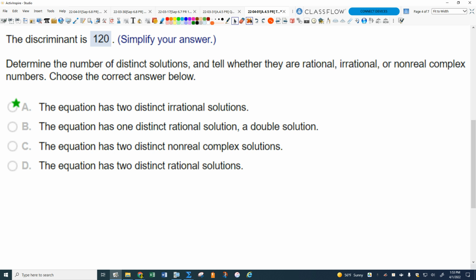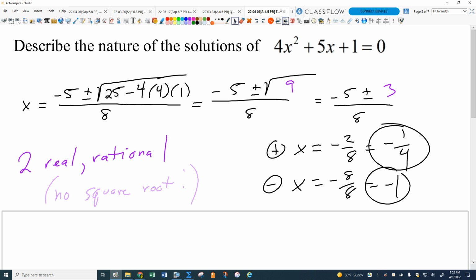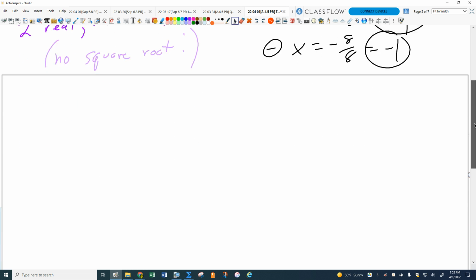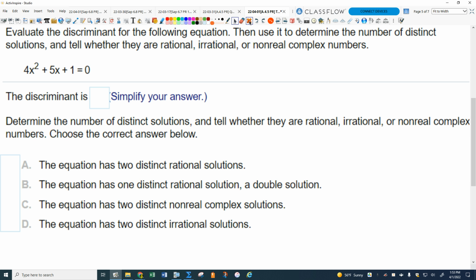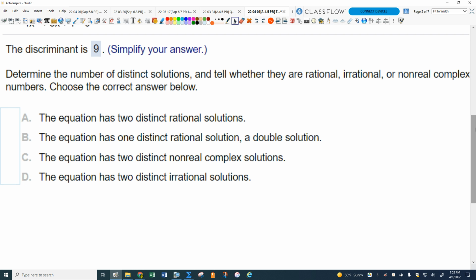Okay. How we doing? Give me thumbs. Are we getting this? Okay. All right, let's try it. Now, what about the next one we did? So this time we got an answer of 9 under the square root. Okay, if I get a discriminant that's 9, again, vote with your fingers here.